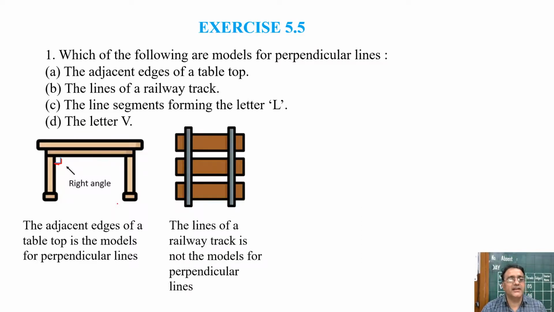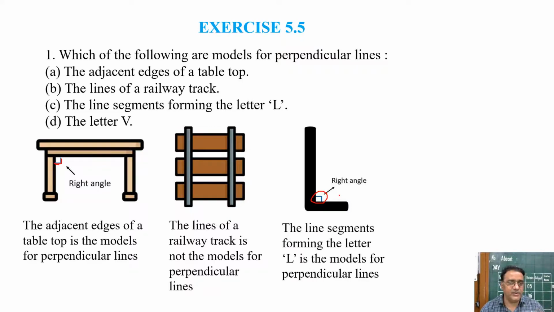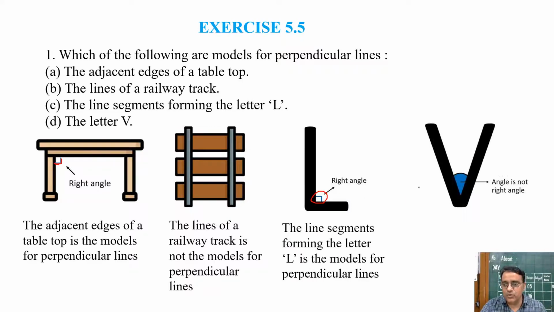Now next one is the line segments forming the letter L. See this letter L. Here also we are getting 90 degree. Look, we are getting 90 degree right angle here. So this can be used as a model for perpendicular lines. Now the next one is V. In V we will get an acute angle. This angle is less than 90 degree. It is not equal to 90 degree. That is not right angle. So this model is not used for perpendicular lines. So this is the first question.